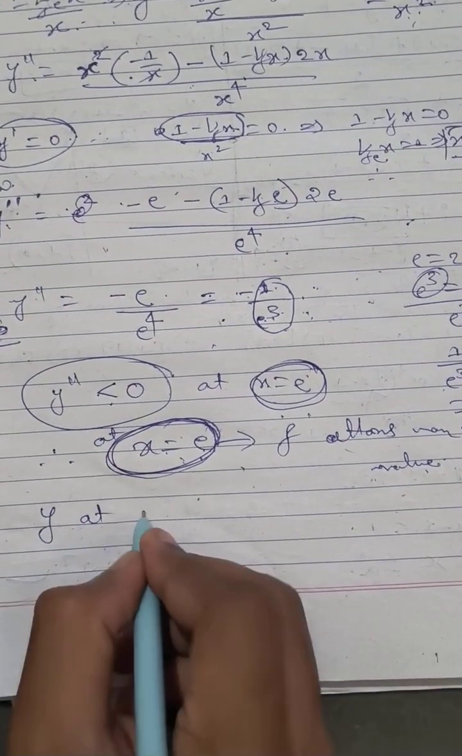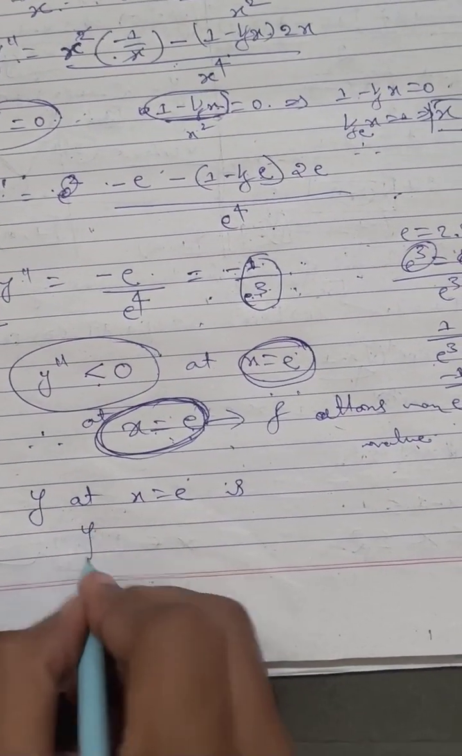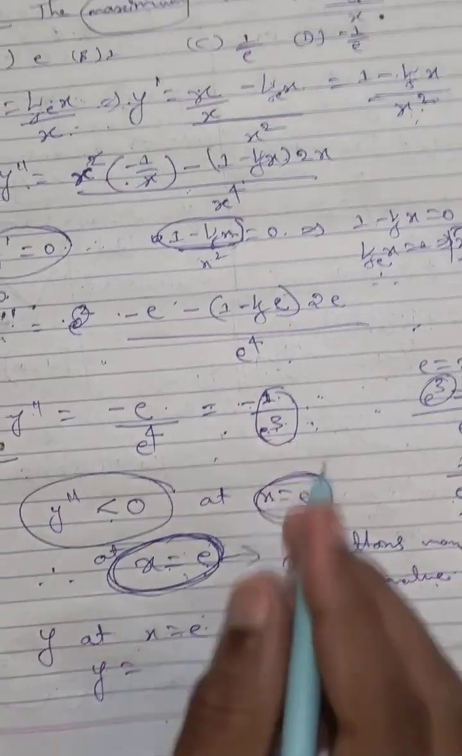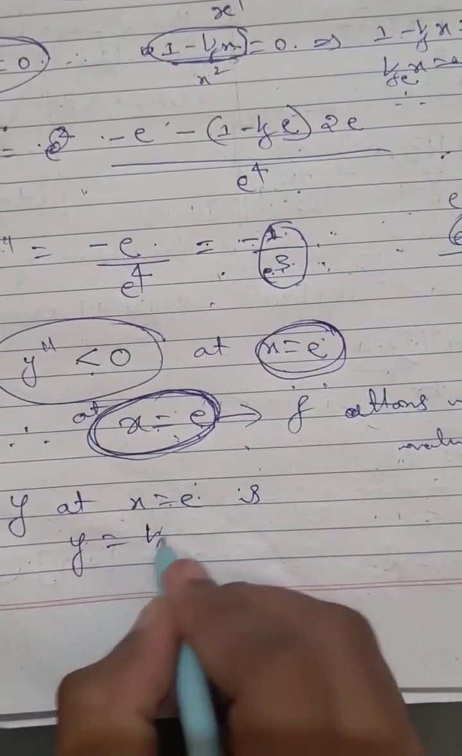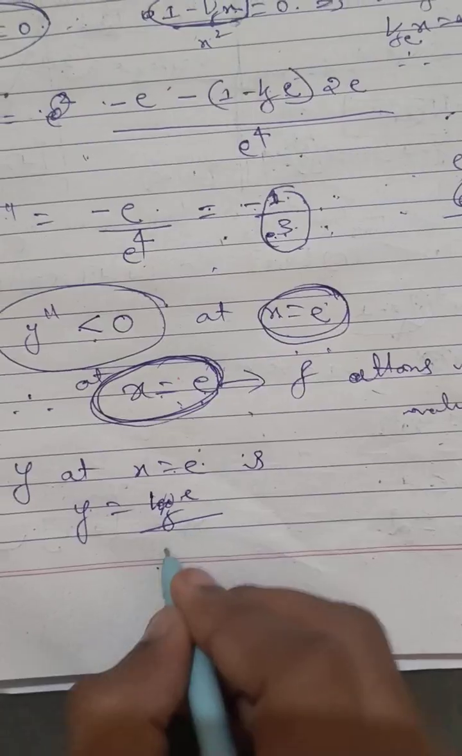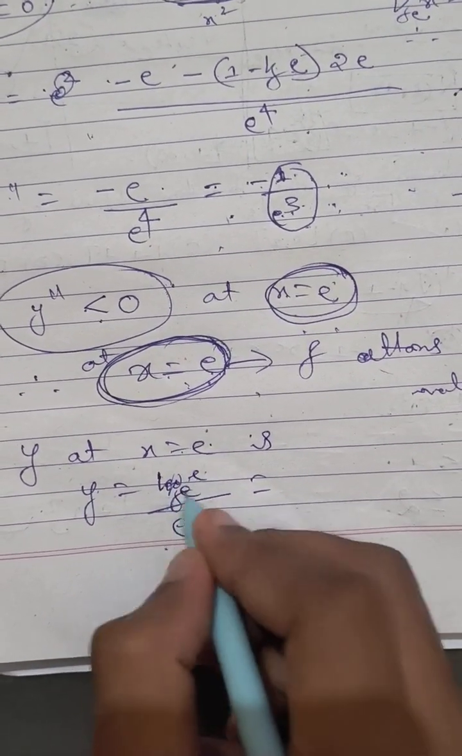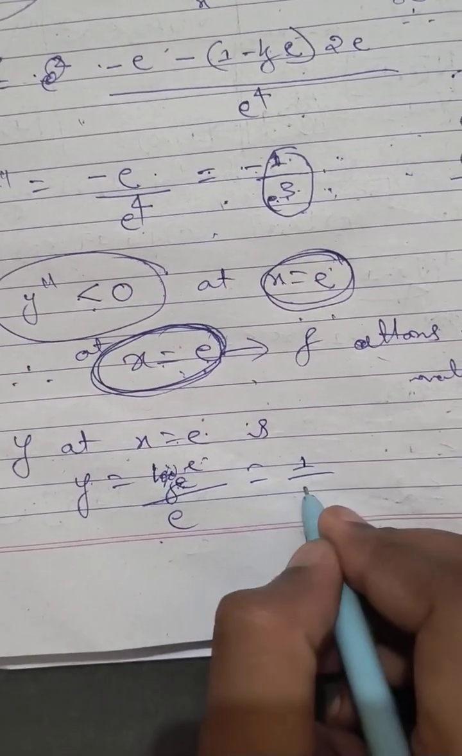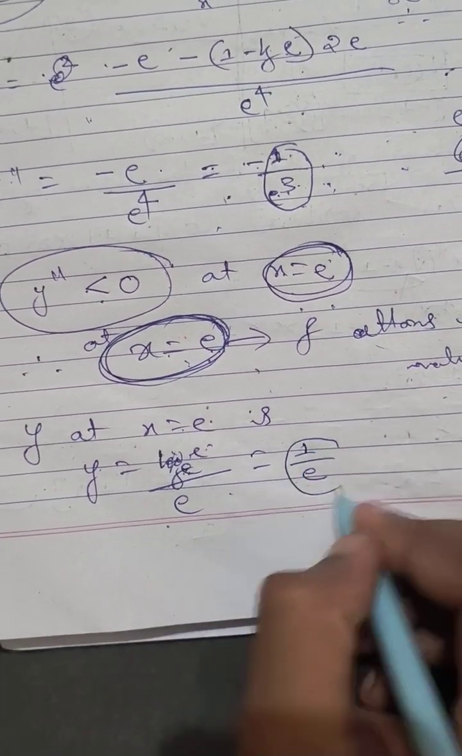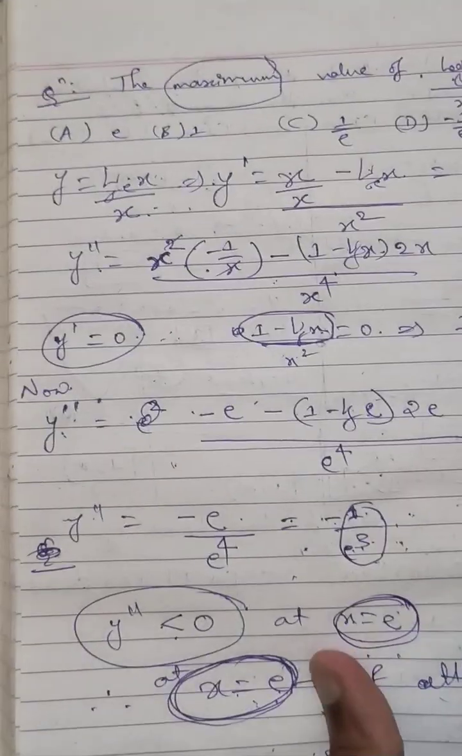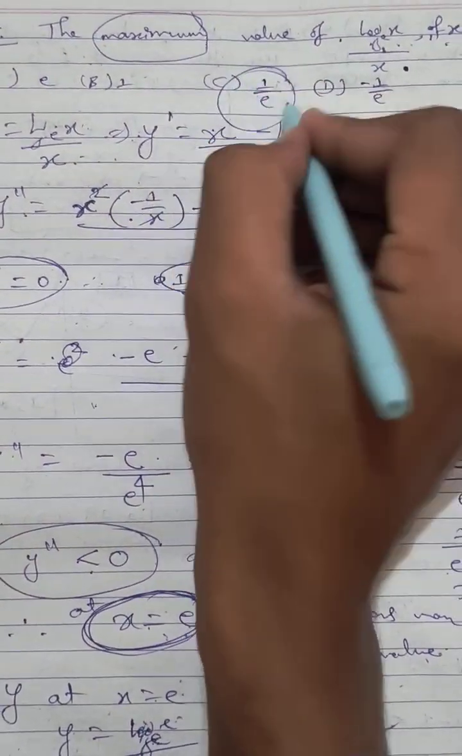So y at x is equal to e: substitute x is equal to e into the given function. What you will get? Log e divided by e. Here we have the base of the log as e only. So what is log e to the base e? That is 1, divided by e as it is. So therefore 1 by e is the maximum value of that function. So option C is the correct answer.